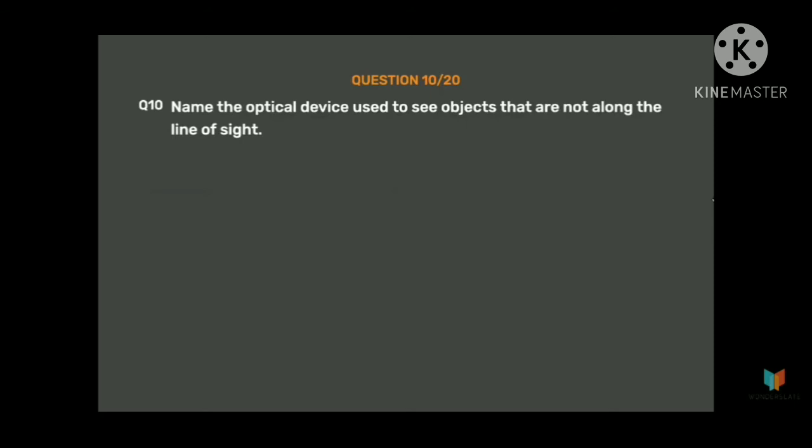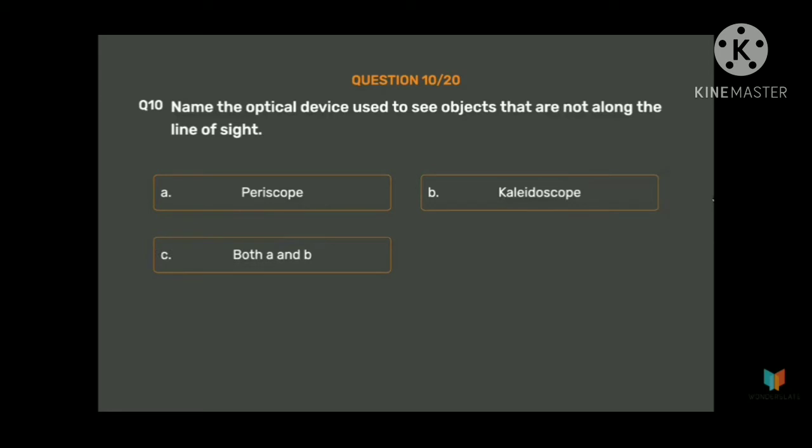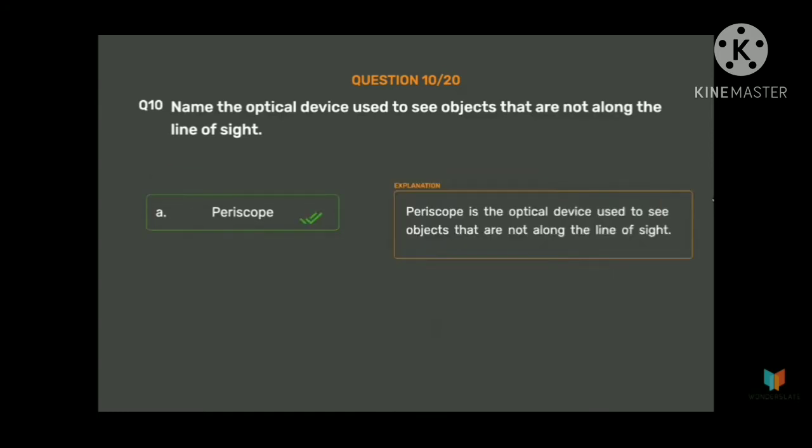Question number 10. Name the optical device used to see objects that are not along the line of sight. Option A, periscope. Option B, kaleidoscope. Option C, both A and B. Option D, none of these. The correct answer is option A, periscope. Periscope is the optical device used to see objects that are not along the line of sight.